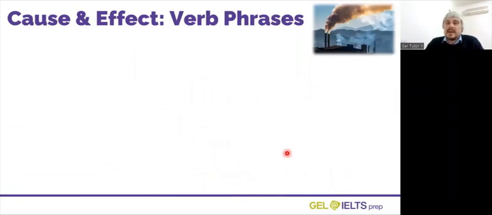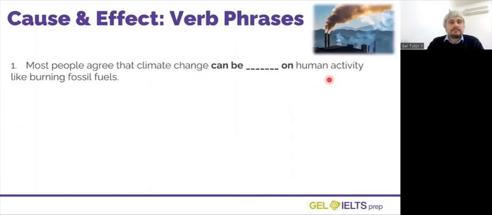Let's do some practice thinking about cause and effect related to climate change. "Most people agree that climate change [blank] human activity like burning fossil fuels." Look at the next question below the video and write a word to complete sentence number 1. The best phrase here is "can be blamed on." We're introducing a negative cause.